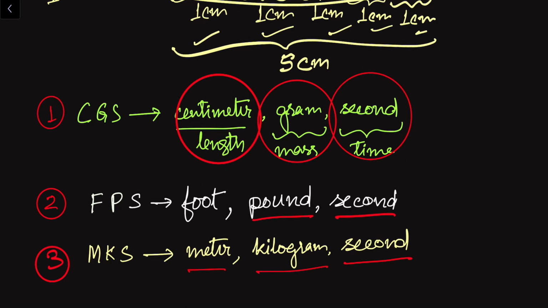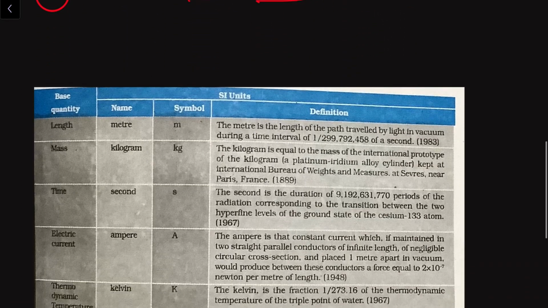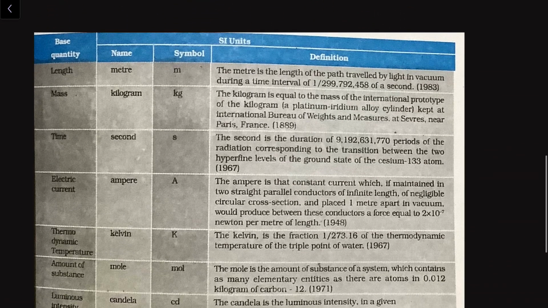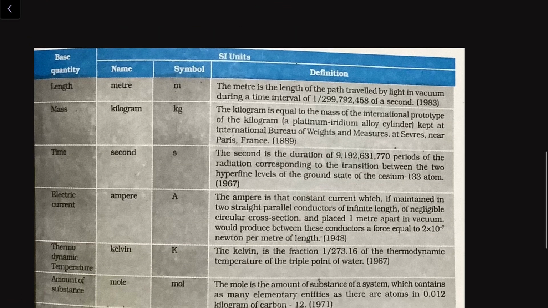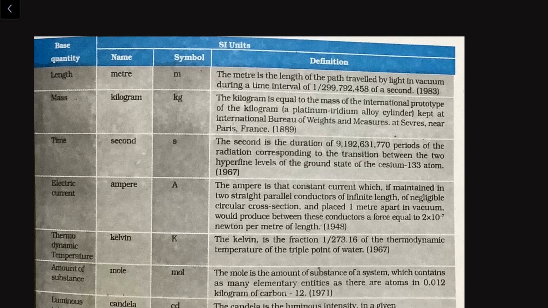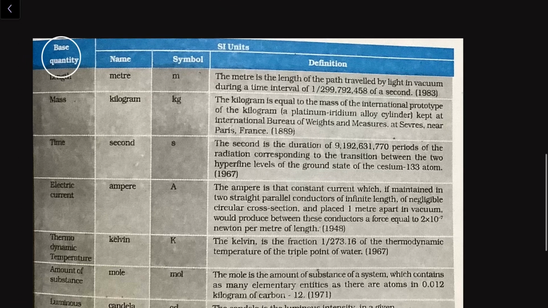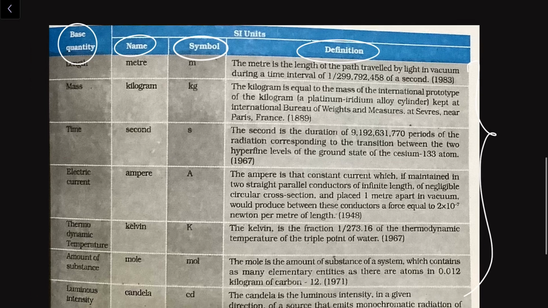Now we will see what an SI unit is. There are 7 basic units as shown in this table. This is a screenshot from the NCERT Physics Part 1 textbook. In this table we can see various SI units with the base quantity, the name of the unit, and the symbol of the unit, which is the short form of the name, and the definition. I will skip the definition part in this tutorial because that would make the video too long. Now let us see.